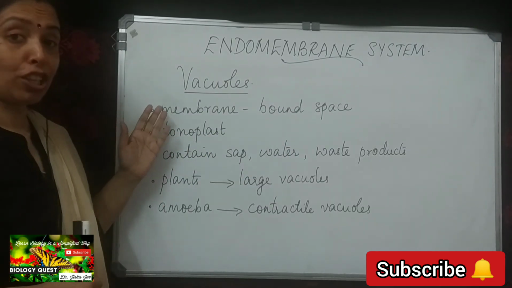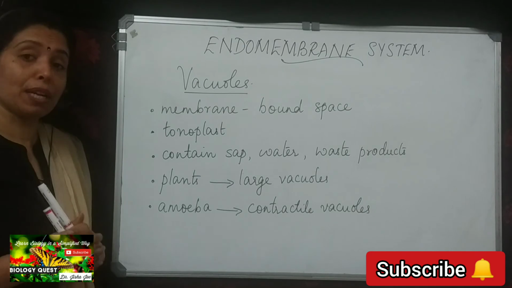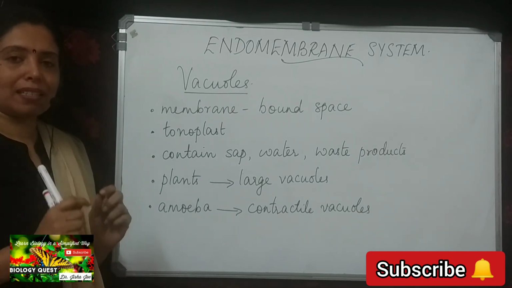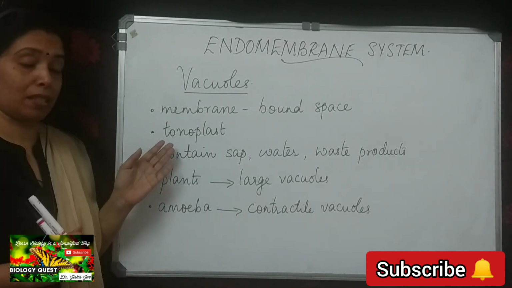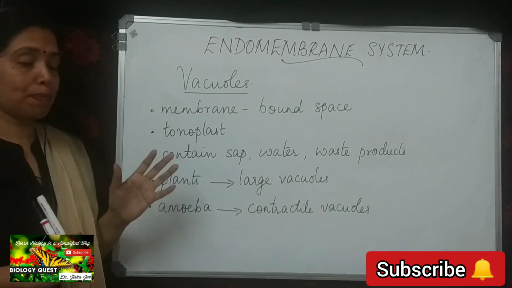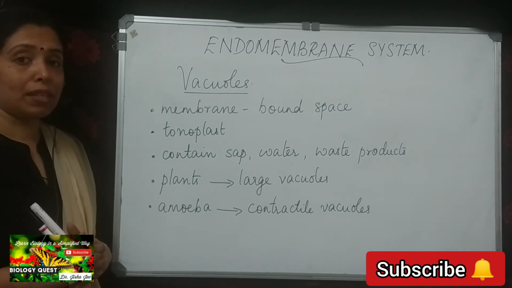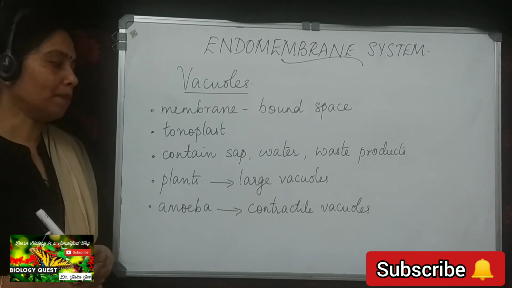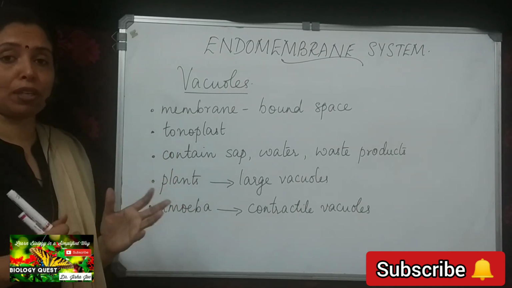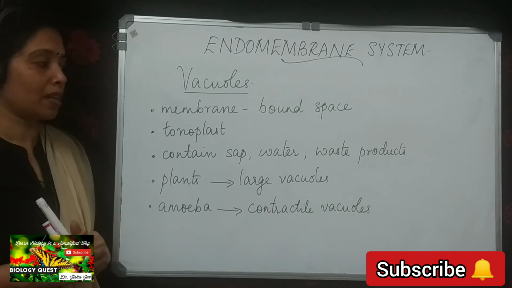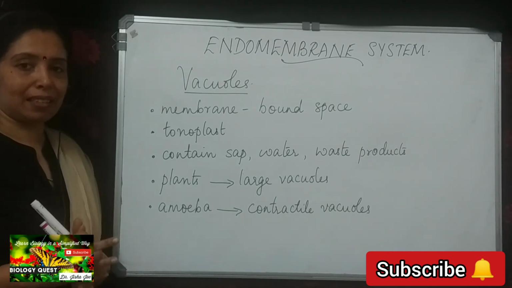Now if we look at the vacuoles, they are spaces inside the cytoplasm which are bounded by a membrane. That is, they are membrane-bound spaces, and it is just a single membrane that surrounds the space. This single membrane is called the tonoplast. The vacuoles contain sap. Sap refers to the water with all the dissolved minerals, as you see in plant cells. Then it may contain water, waste products, etc. inside the vacuole.